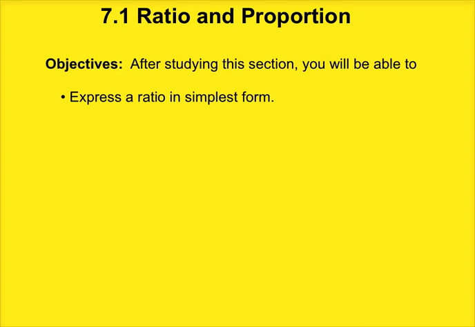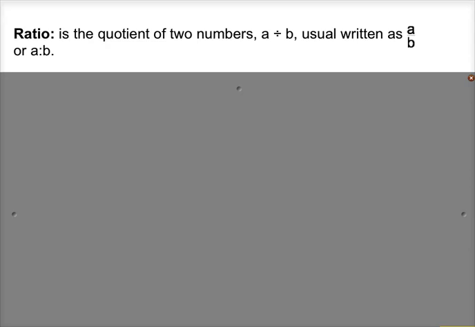Our objective today, after studying this section, you'll be able to express a ratio in simplest form. A ratio is the quotient of two numbers, a divided by b, usually written as a fraction a over b, or sometimes with a colon between, a to b.